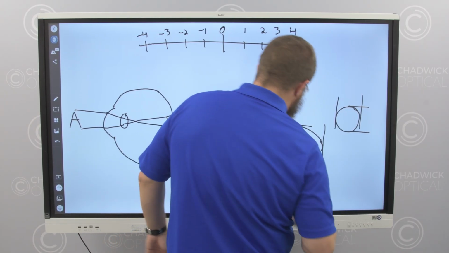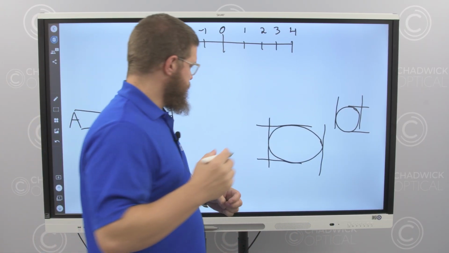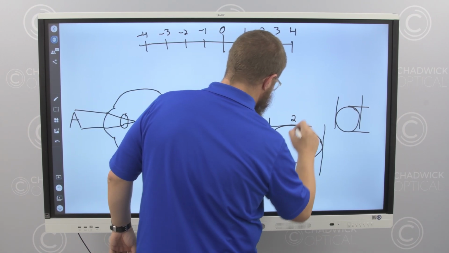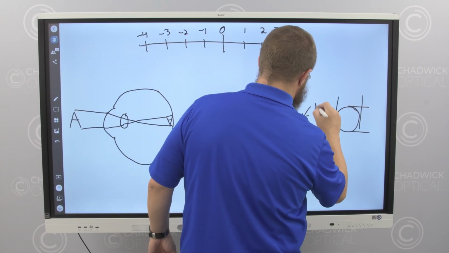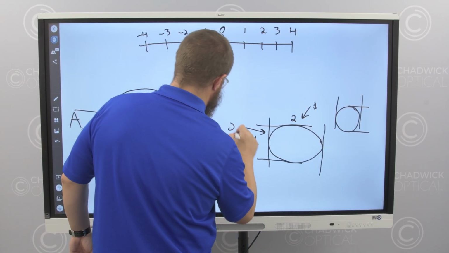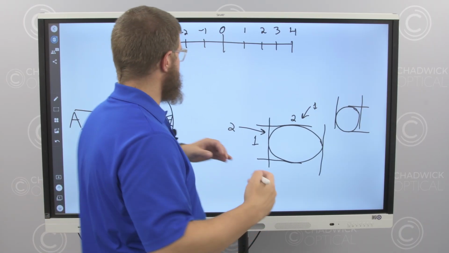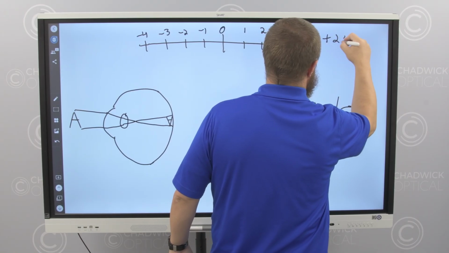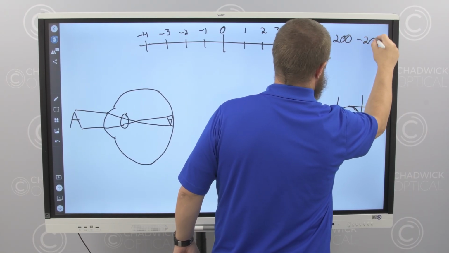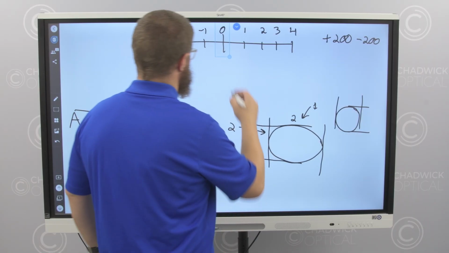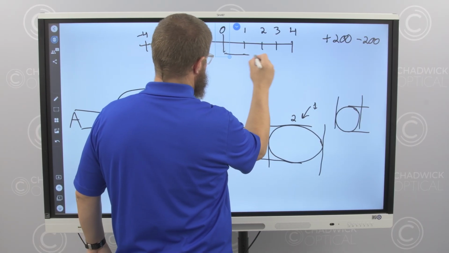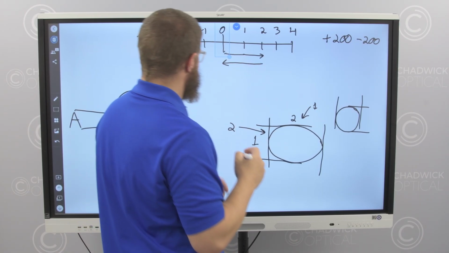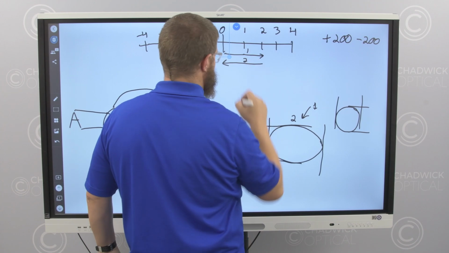So what transposition is about is: are we measuring this first and then this second, or this first and then this second? That's the difference in transposition. Say you have a power of +2, -2. We start at 0, we go to +2, 1, 2, and then we go back to -2. So this is 1, and then this is 2.